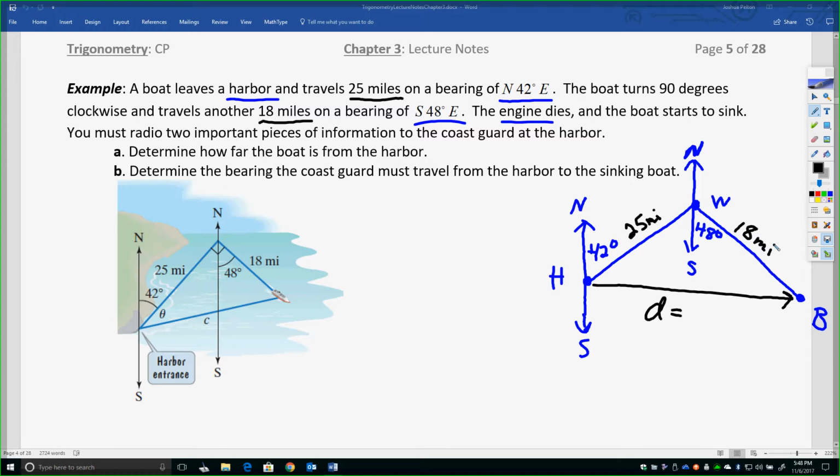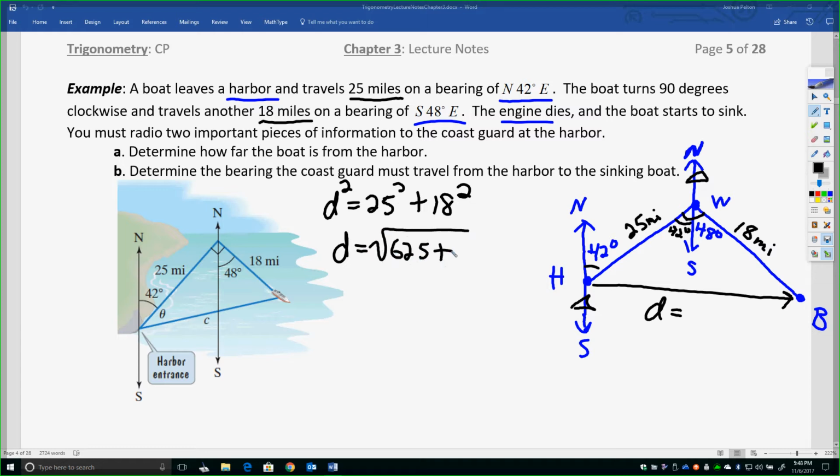Since this is a triangle, we are missing one more side here. But the question is, what kind of triangle is this? Well, every compass is parallel, right? As a result, these are alternate interior angles, so they are congruent. So that is a right angle, since 42 plus 48 is 90 degrees. So this is a right triangle, so we can use the Pythagorean theorem. So d squared equals 25 squared plus 18 squared. So d equals the square root of 625 plus 324.